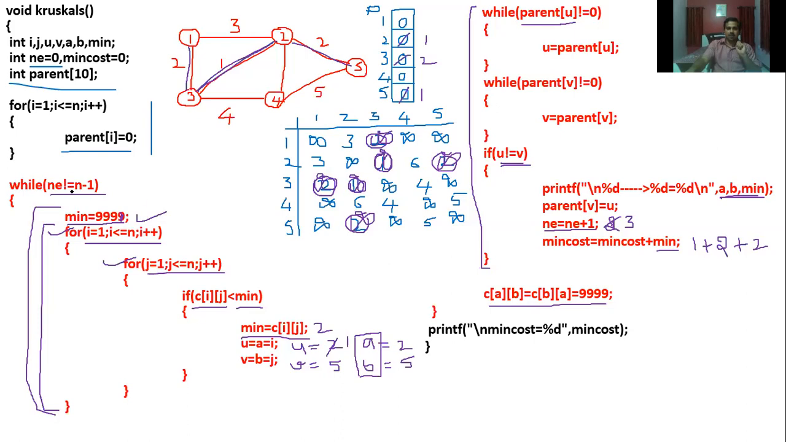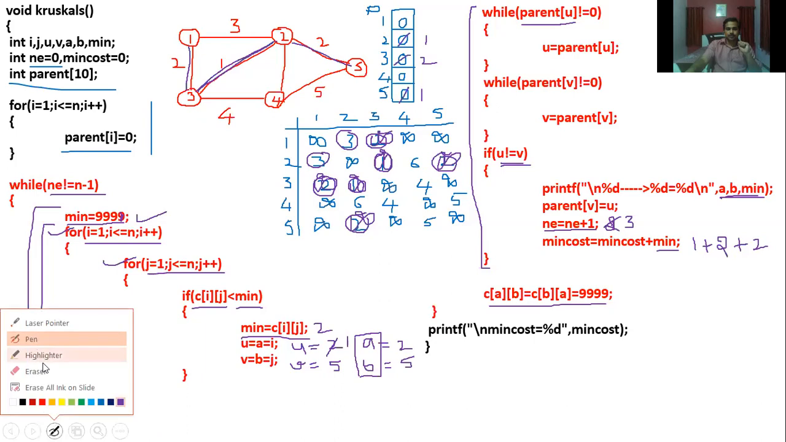Again, repeat. Number of edges is not equal to n minus 1? Number of edges is 3, n minus 1 is 4. The condition holds good, so enter into your while loop. Again, from the available fields of your adjacency matrix, find the field whose cost is minimum. I think it is 3. This one. Correct?